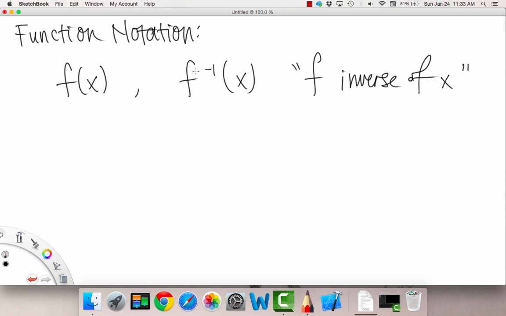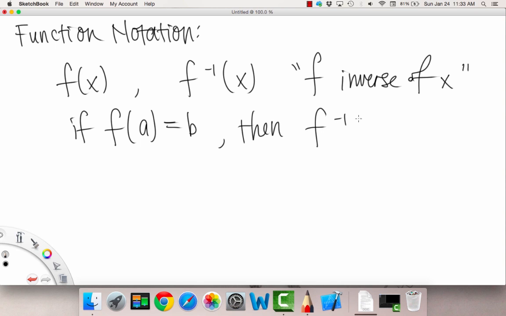So this is how you pronounce it, and what this means is that if f of a is equal to b, like we've seen before, then f inverse of b, when you plug in the output, gets you back to the input of our original function. More generally, sometimes it's not even written with the -1 notation.